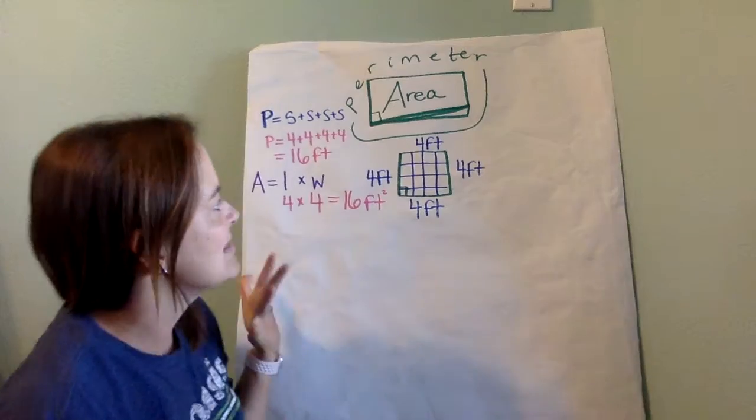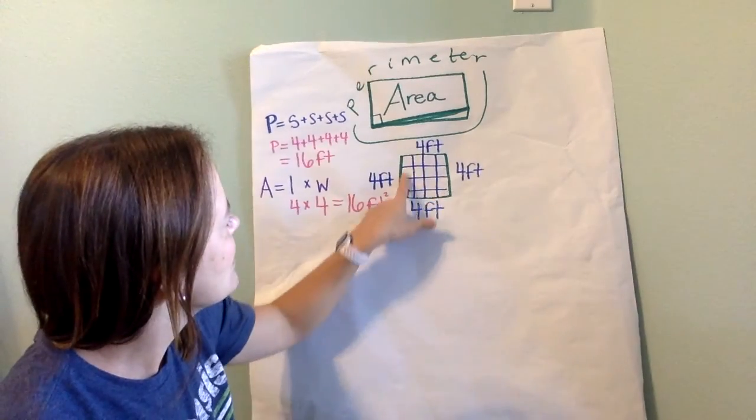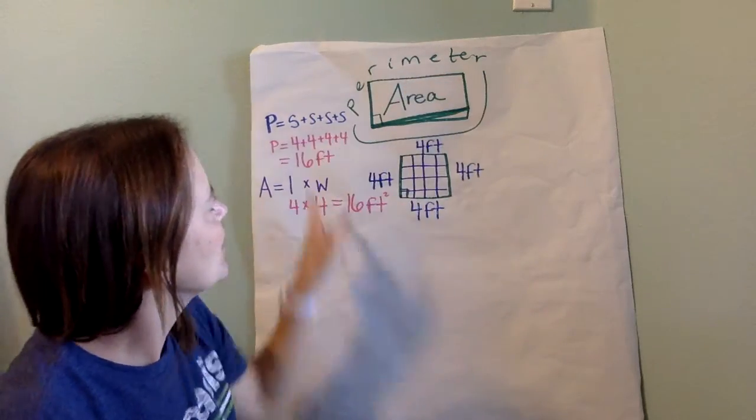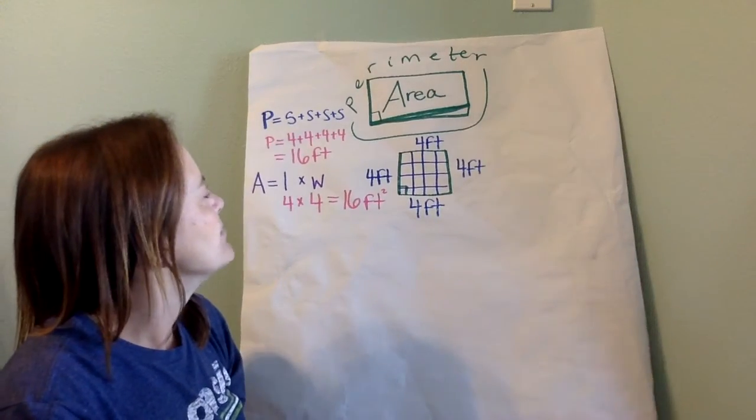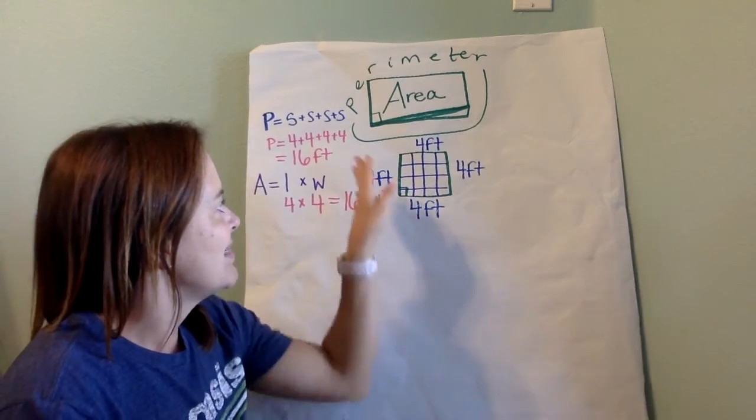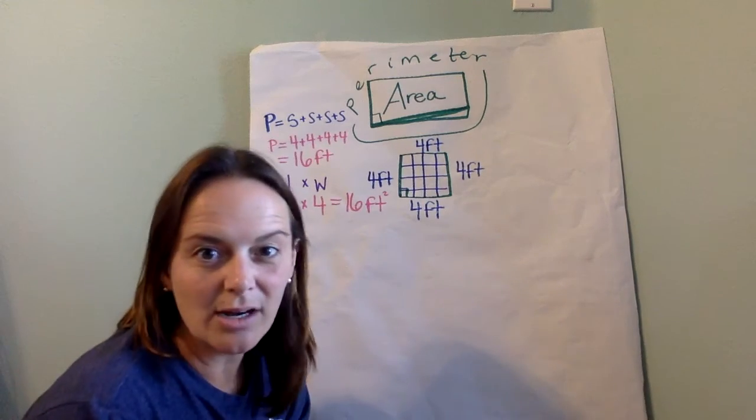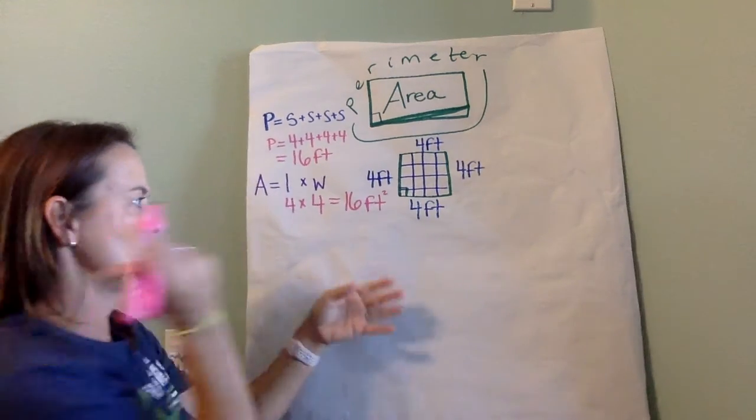But if you think about it, in the square, we're covering this much, and then in our perimeter, we're going around the outside with our fence. But I wanted you to see that in that case, those equal each other. But that's not always the case. Let me show you another one.